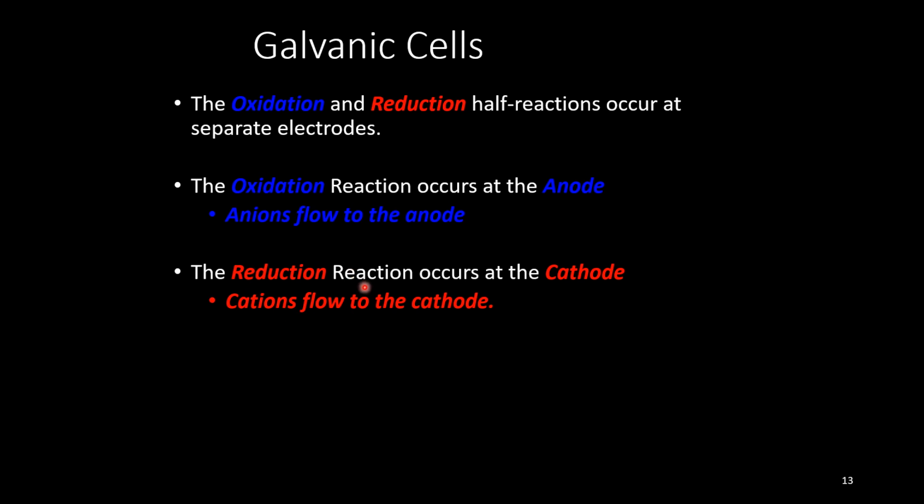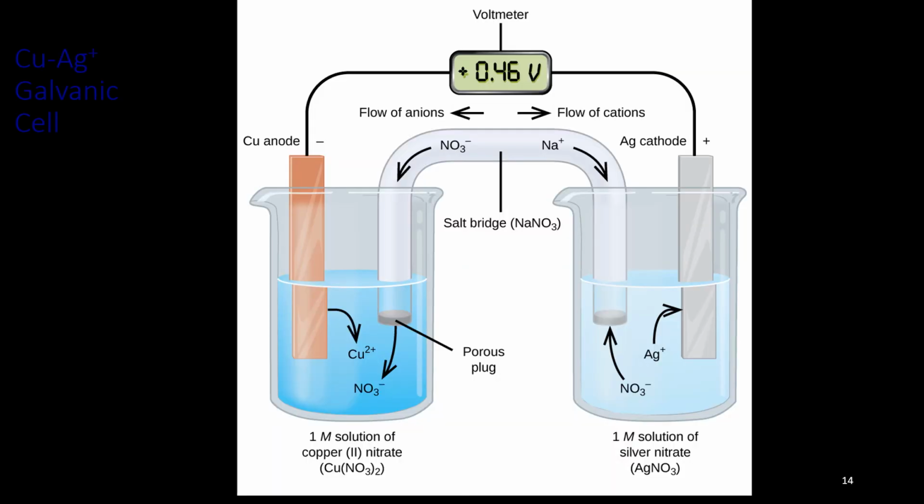And I'm about to go back to the cell and show you on it too. All right, here's our cell again, right? So I'm going to call this the copper anode. Why am I calling it an anode? Because that's where oxidation is happening. I'm going to call this the silver cathode. Why? Because that's where reduction is happening. Okay?